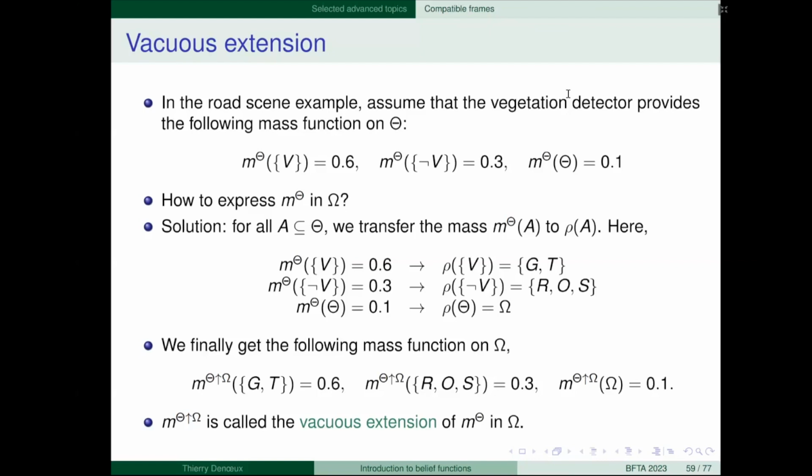Okay, it means that if we put 0.6 on V, but V in omega means grass or tree, so we put the mass 0.6 on the set grass or tree. Okay, because grass or tree is the same thing as vegetation. Similarly, the mass on not vegetation will be transferred to the image of not vegetation, which is road, obstacle, and sky. The mass on theta will be transferred to omega. And finally, we get the following mass function on omega. We denote it like this with an up arrow, and we call it a vacuous extension of m theta in omega.